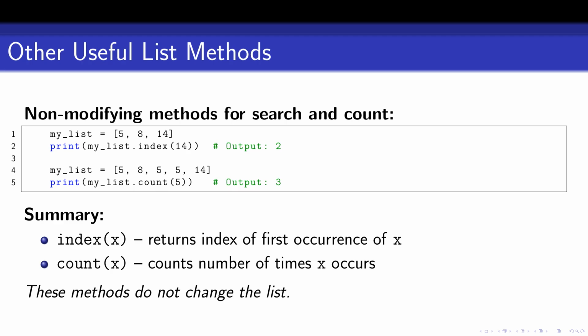In addition to modifying methods, lists also support non-modifying methods like index and count. The index method returns the index of the first occurrence of a specified value, which is useful when you need to locate data for conditional logic or updates. The count method tallies how many times a specific value appears in the list, helpful for validation, analytics, or input processing. These methods don't change the list. They simply provide information about its contents. Together, these non-destructive tools complement the modifying methods and help you gain insights into your data without altering it.